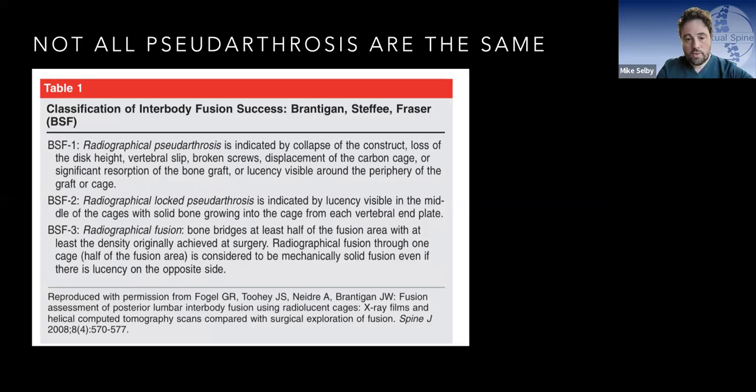A locked pseudarthrosis is interesting because some patients with this will be symptom-free and incredibly stable, because you've done a good neural decompression or you've given them enough segmental stability that they are happy.